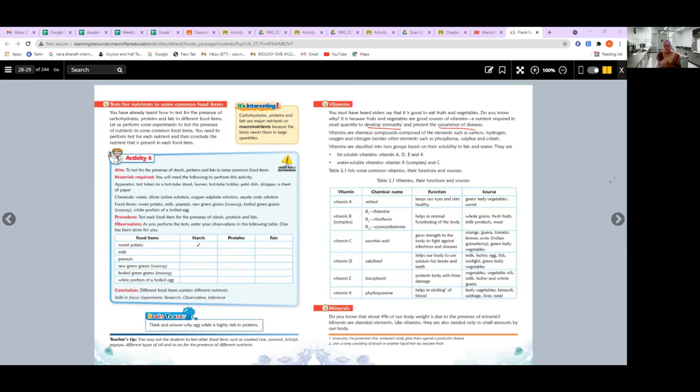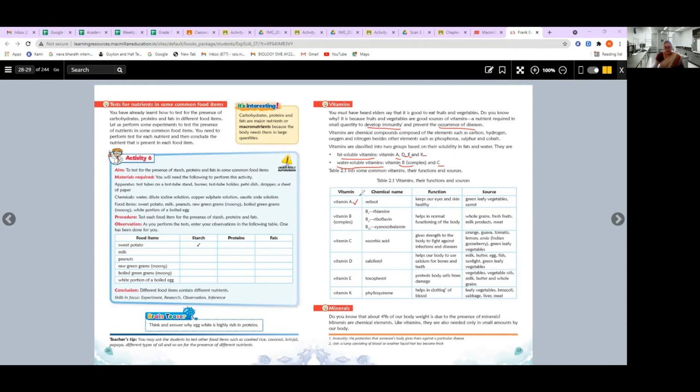Now, these vitamins are classified into 2 groups based on their solubility. If the vitamins are soluble in fat, we call them fat soluble vitamins. If they are soluble in water, we call them water soluble vitamins. Fat soluble vitamins are further classified into vitamins A, D, E, and K. Water soluble vitamins are vitamin B complex and C. Vitamin B complex includes vitamins B1, B2, B5, B12, and B7 also. Now, what are some common vitamins, their functions and sources?